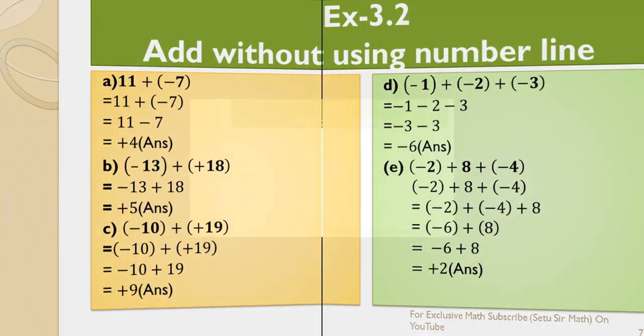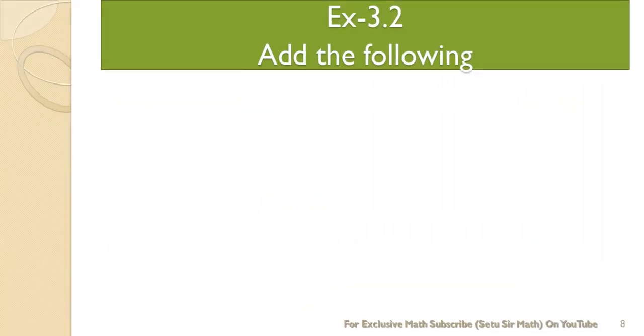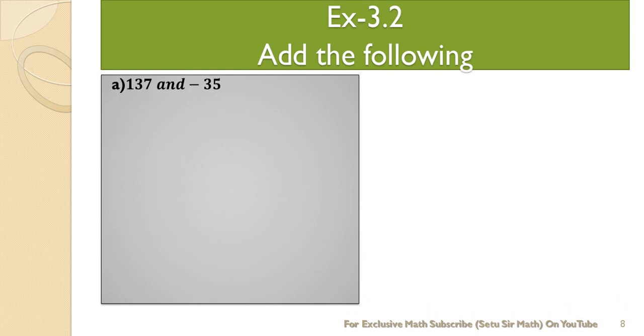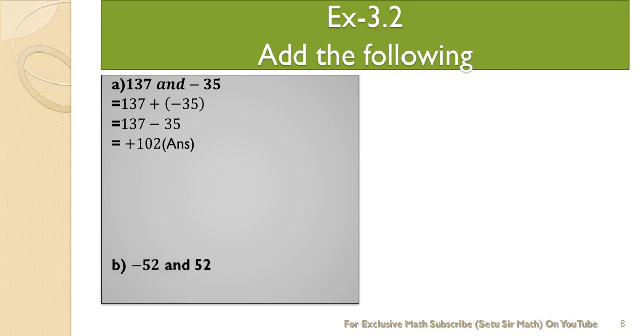So next math, exercise 3.2, add the following: 137 and minus 35, that means 137 plus minus 35, and the multiplication rules of plus and minus, that would be plus minus, that would be minus, and 137 is plus sign and 35 is minus sign. So from plus 137, if we minus 35, plus minus, that would be minus. So we will do the subtraction from 137 to 35, then we will get 102, and the sign will be the bigger number's sign, and in here the bigger number's sign is plus.